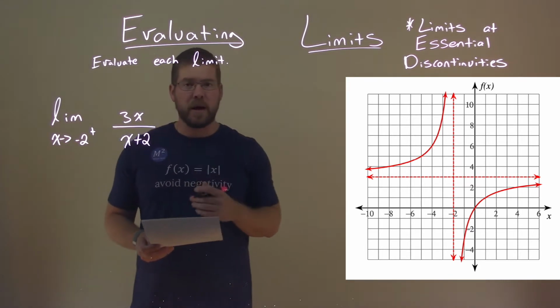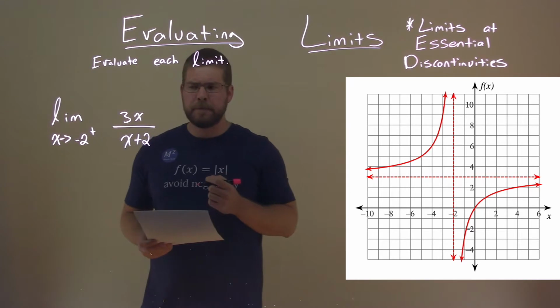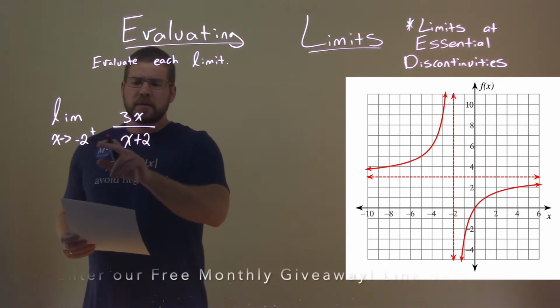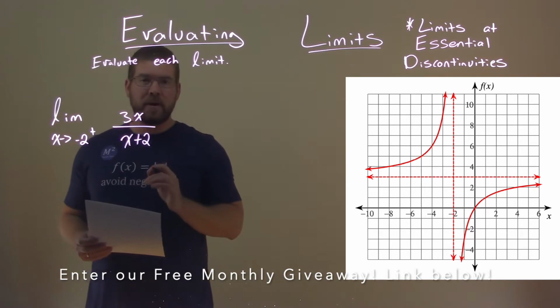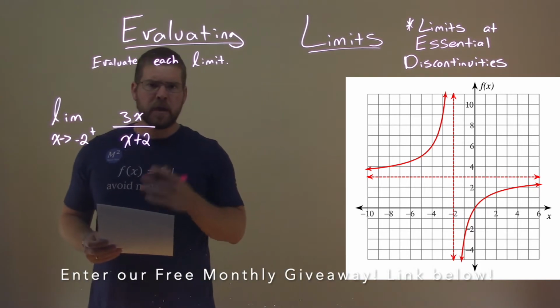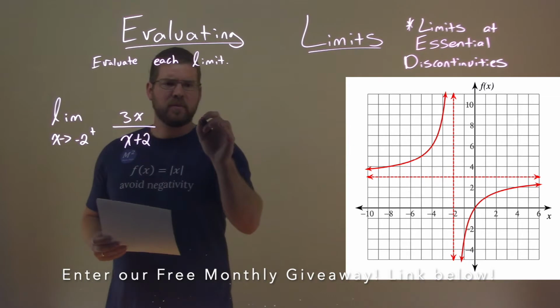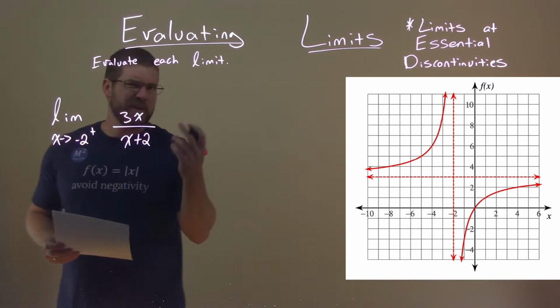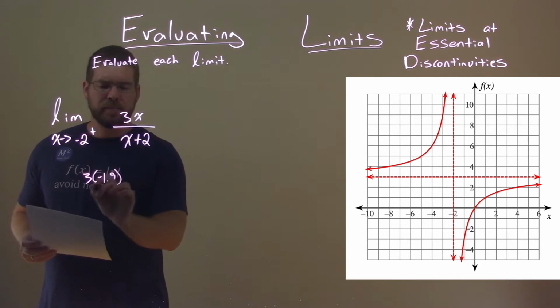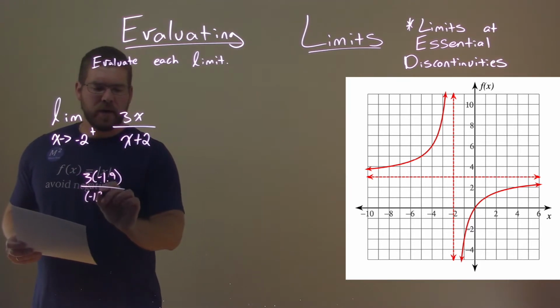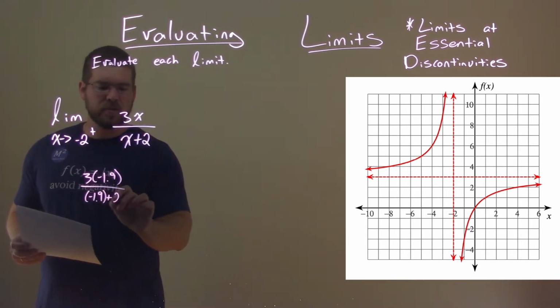Either it's negative or positive, and that's what we're trying to figure out here. Well, if we approach -2 from the right, a value just to the right of that would be -1.9. So what happens if we take the 3x over x plus 2 and put -1.9 in? So 3 times -1.9 over -1.9 plus 2.